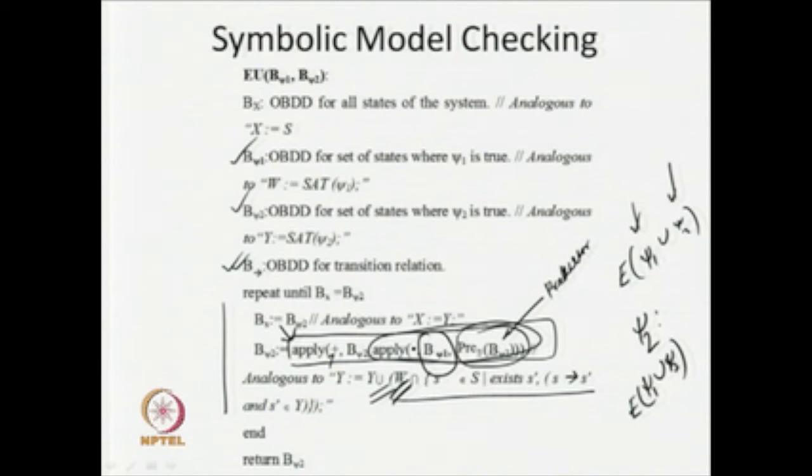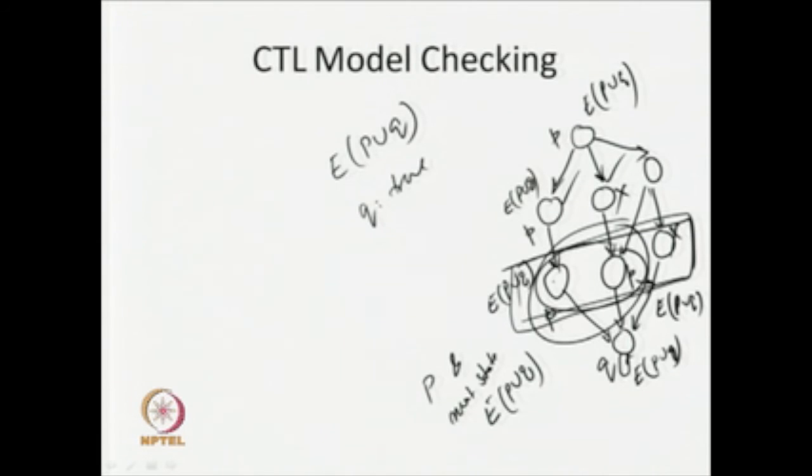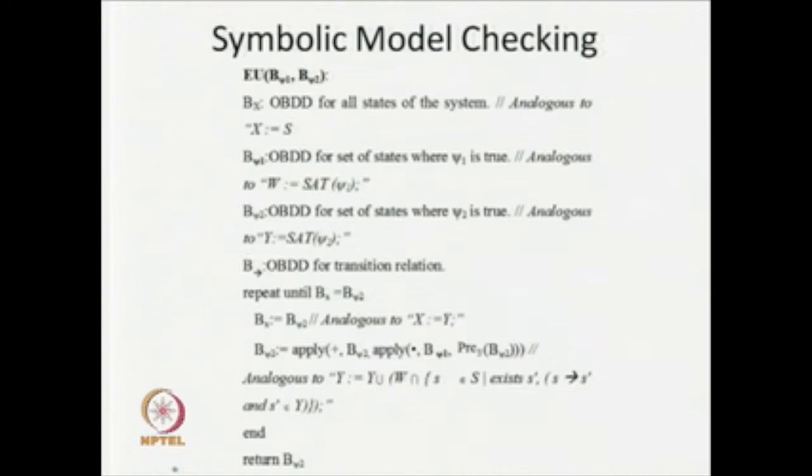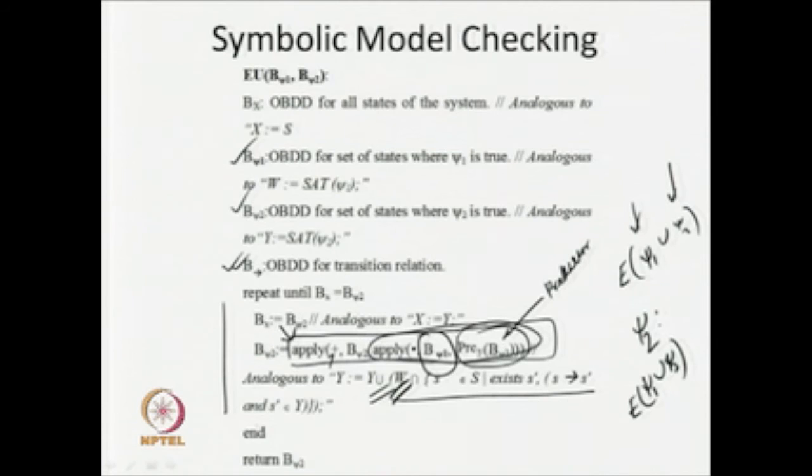Okay. So, now we are adding some more states where this particular E psi 1 until psi 2 is true, like that. We are adding these two states. Now, we will again repeat this particular procedure to get this state and this state. Okay. So, this is the way that we are doing. After adding these two states, we will go into this particular loop.